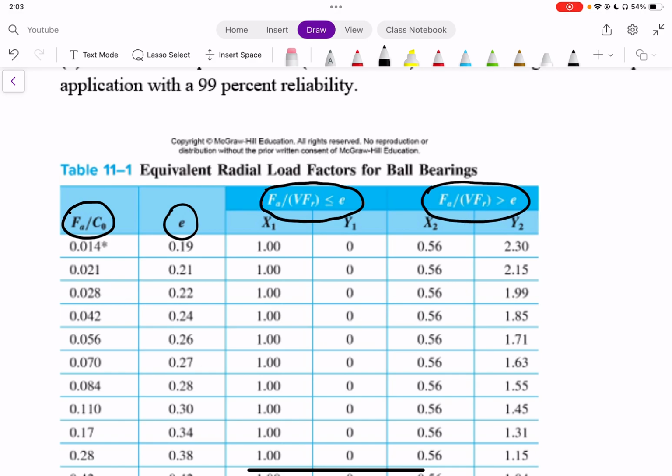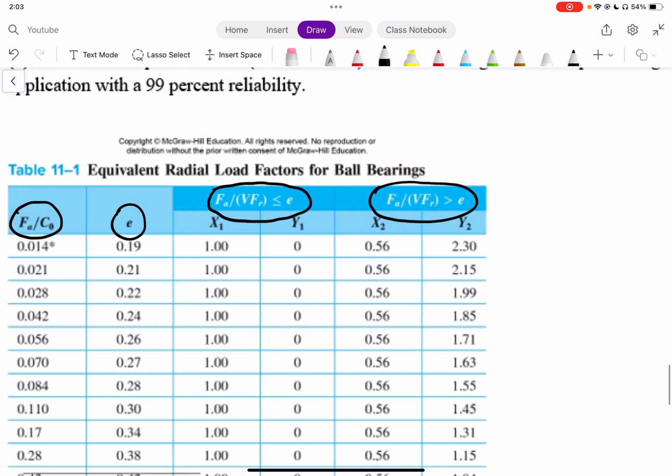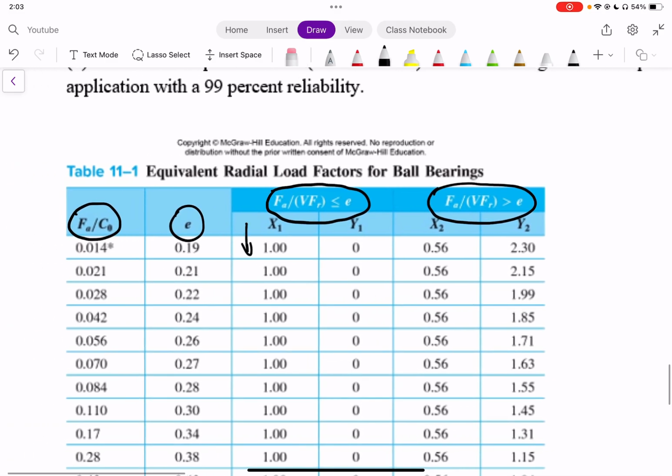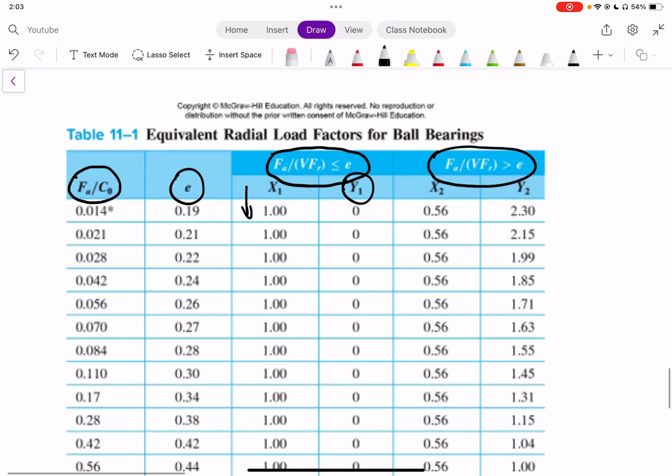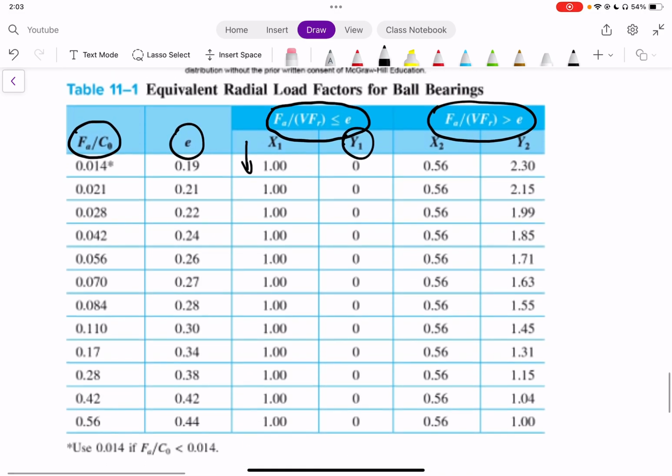And we can see that for less than E, just X1 is equal to 1, which is your intercept, and there is no slope to the line. The line is flat, okay, for every single term. And then for FA over VFR greater than E, we now have an intercept, and then we have some different slopes associated with that. And we're also told at the bottom here that sometimes you could use 0.014 if FA over C0 is less than 0.14.